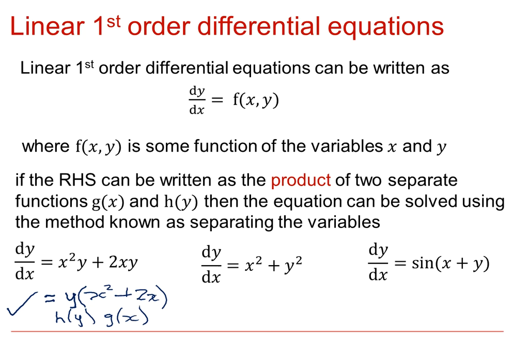In the second example, we are not able to separate the x squared plus y squared into a product. It is a sum, and therefore we cannot use this technique. In the third example, although we could expand sine of x plus y into sine x cos y plus cos x sine y, two products, those two products would be summed, and hence we cannot use the technique.